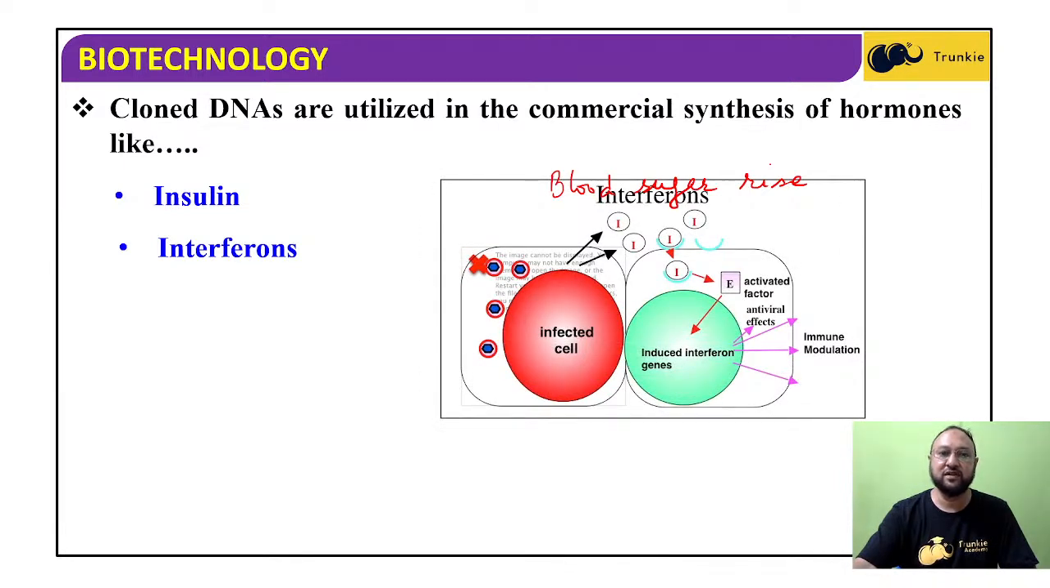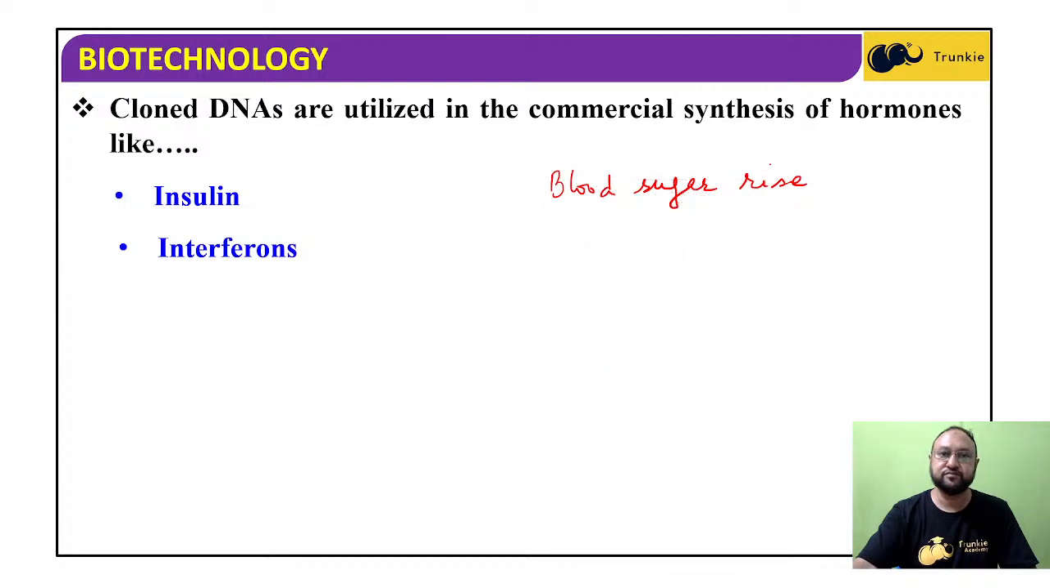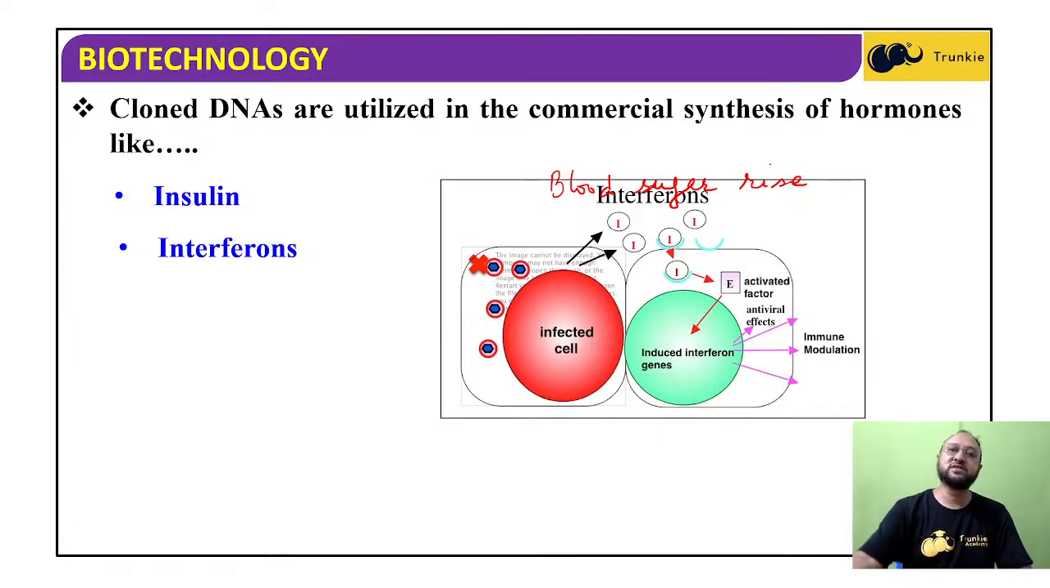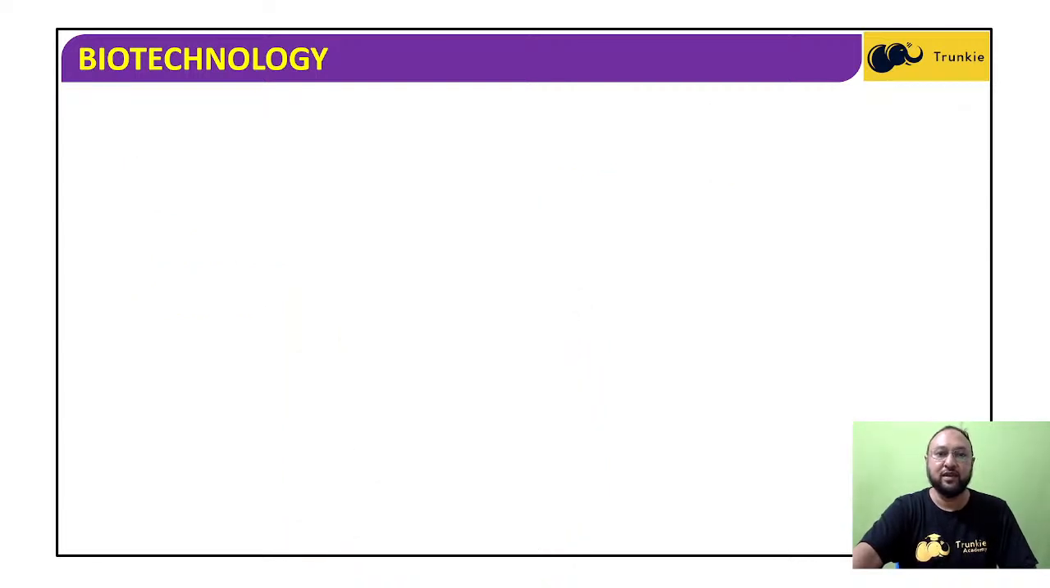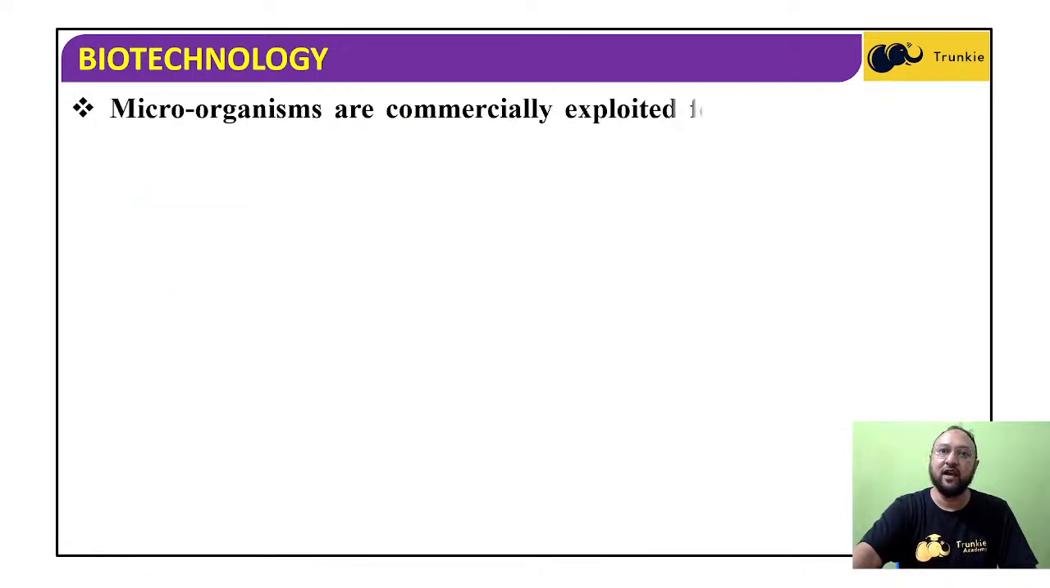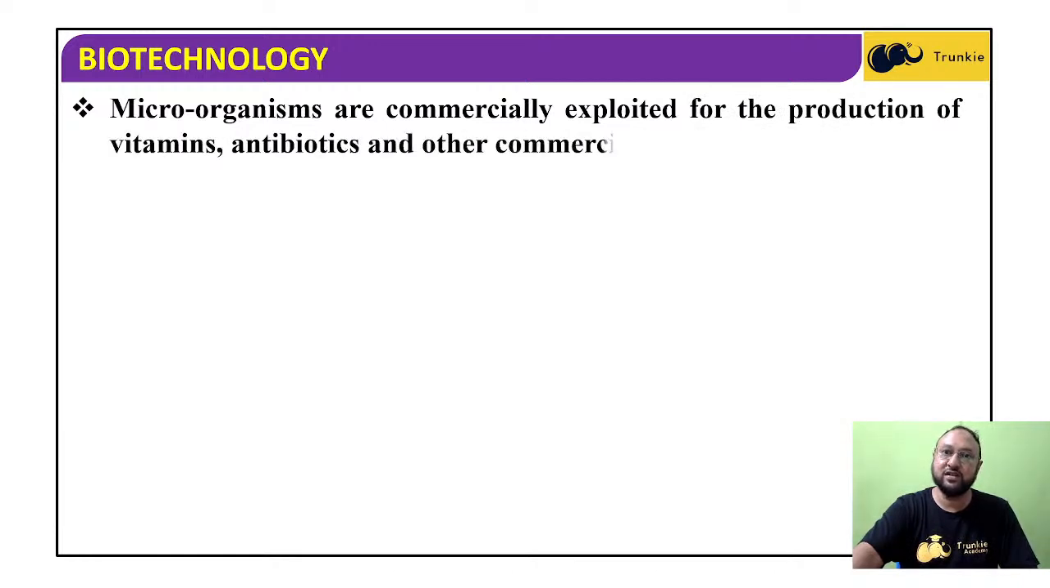Interferons are also synthesized with the help of biotechnology, and these are very important to fight against some kinds of virus, and also to improve the immunity of human beings. Okay, vaccines have also been prepared with the help of biotechnology. So insulin, interferon and vaccines are the important ones which have played an important role in the healthcare sector. These are prepared with the help of biotechnology.